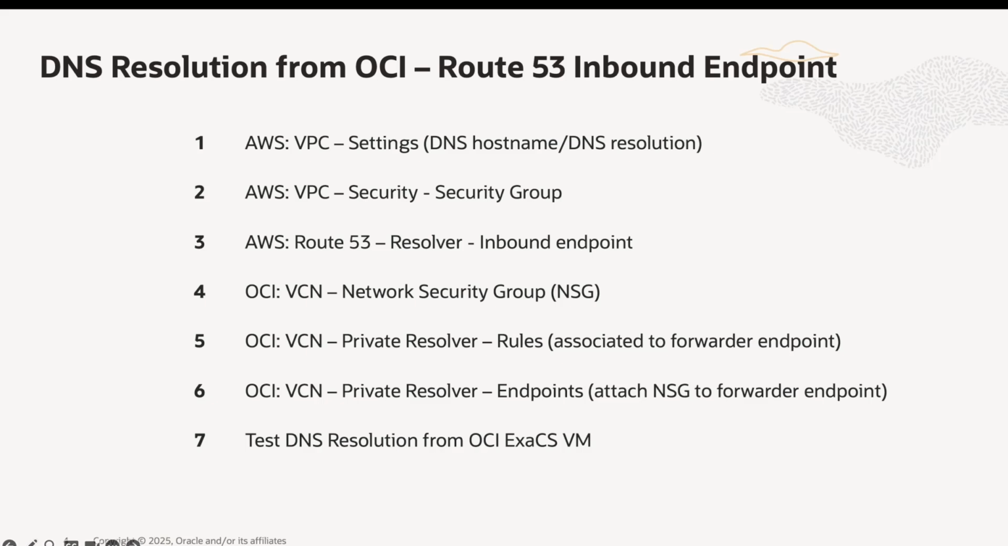Next, we will switch to the OCI console and select the VCN associated with the ODB network, where our Oracle Database AWS VM clusters have been provisioned. From there, we will create a network security group and a private resolver rule to be associated with the DNS private resolver forwarder endpoint. This will enable DNS resolution of the Amazon VPC private hosted zone from the OCI VCN through the Route 53 inbound endpoint. Finally, we will validate DNS resolution from an EC2 instance running in this VPC from a virtual machine within an Oracle Database AWS Exadata VM cluster.